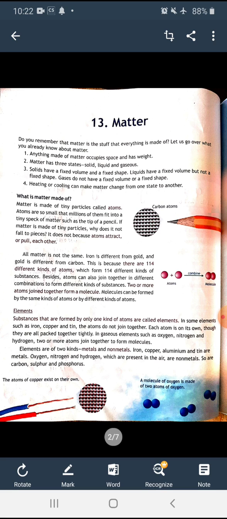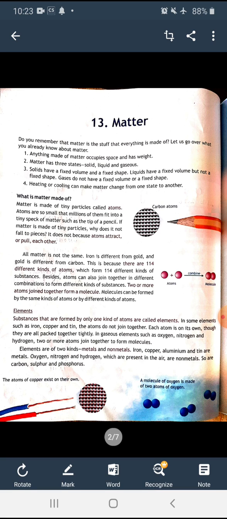First of all, what is matter? Matter is anything that occupies some space or that has some mass. Here we will be carrying our reading today. Do you remember that matter is the stuff that everything is made of? Let us go over what you already know about matter. Anything made of matter occupies space and has weight. I'll take the example of a book, or any other example you can take.